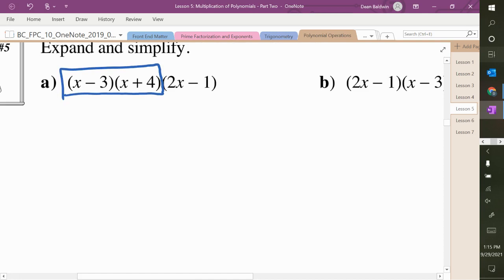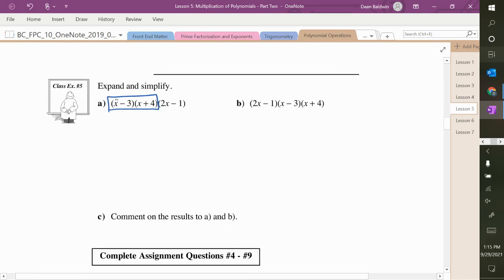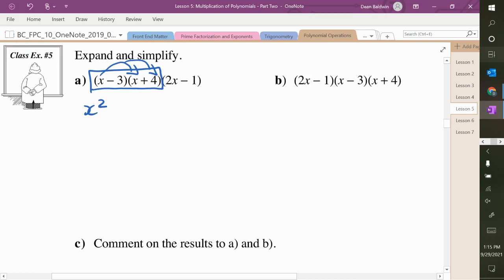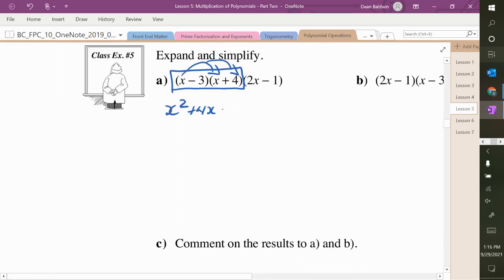Everything in the first bracket times everything in the second bracket. So x times x, x squared. x times 4, negative 3 times x. And then negative 3 times 4 is negative 12. That's all in brackets because you still need to multiply it by the 2x minus 1.